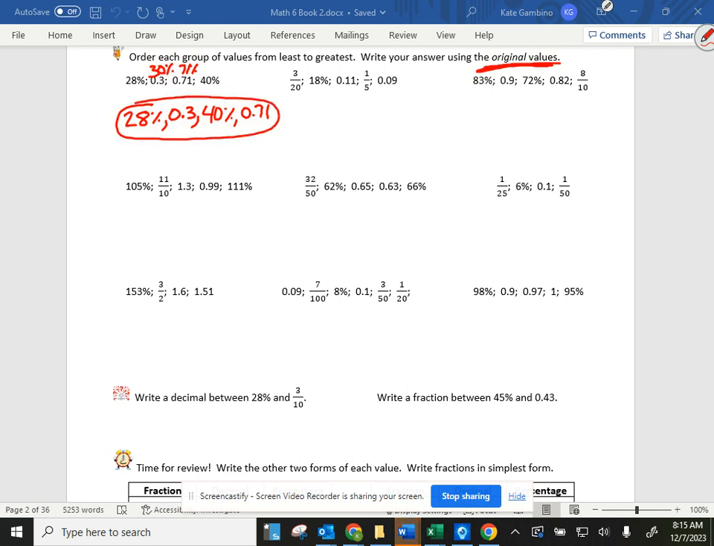Let's look at our next one. 3/20, 18%, 11/100, 1/5, 9/100. It doesn't matter if we put them all as fractions, all as decimals, all as percentages. No matter which way we convert to, we're going to see what's the smallest value and what's the greatest value. Okay, so whatever works best for you. Which way do we want to convert to? Which way do you want to convert, Madison? All right, Madison wants percentages.